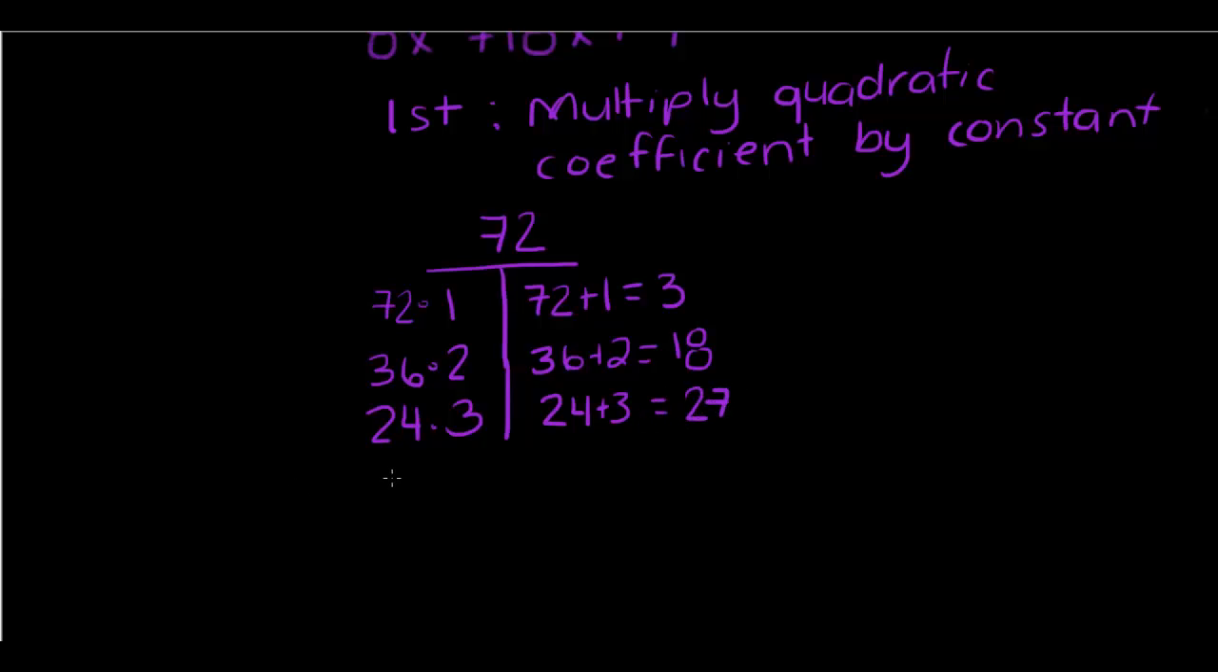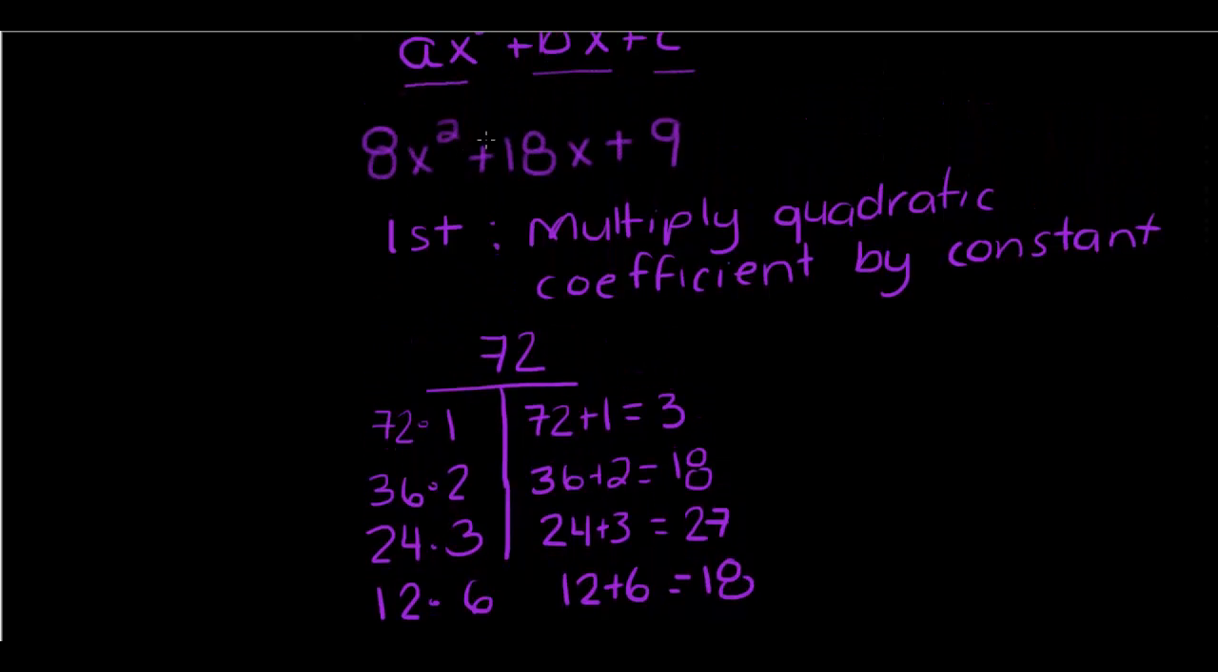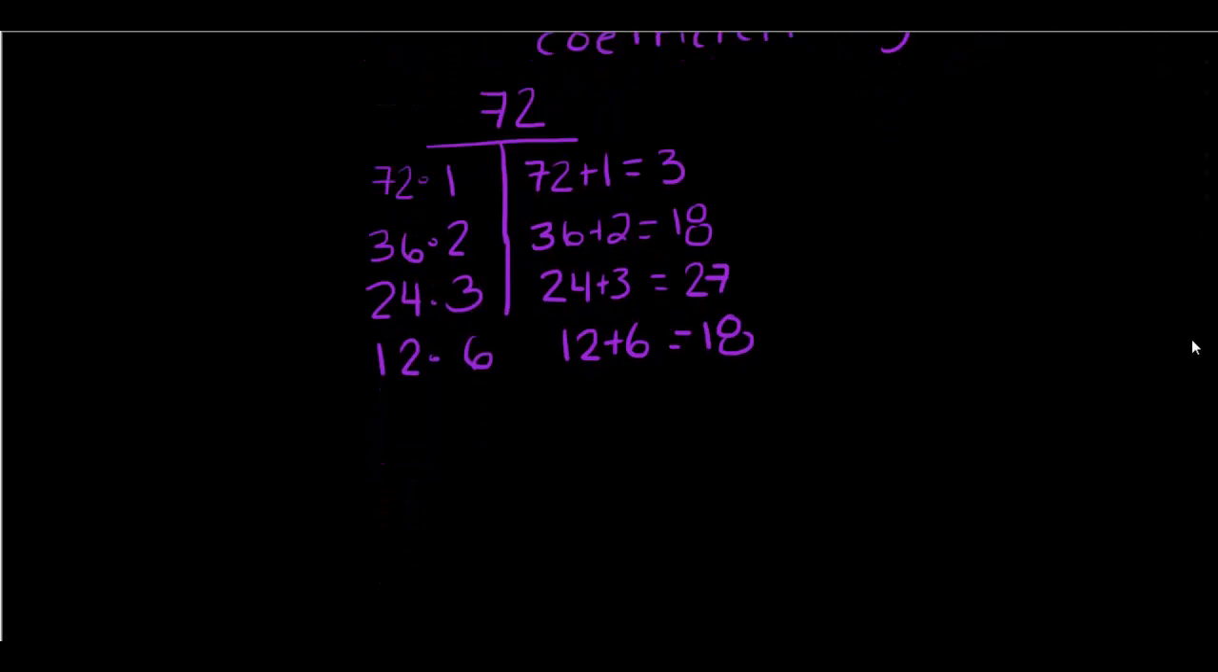So I'm just going to go down to the one that I know is going to work, which is 12 times 6. And this one works because 12 plus 6 is 18. And that's exactly what I was looking for: factors of 72 whose sum was the linear coefficient, in this case, 18.